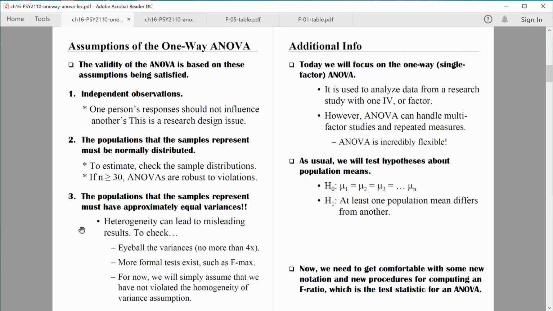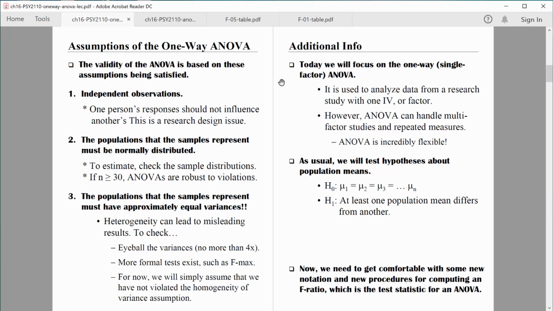And one thing we can do is just a simple eyeball check. If the variability in one group is like 4 times that of another group, then we might have problems. We might have violated this particular assumption. But if the variances differ by less than a magnitude of 4 times, then in general, we don't have much to worry about. There are more formal tests. So for example, there's a test called Fmax, which is very common, and I used to teach that in some other classes. We can use these more formal tests, but in general, we'll just use the eyeball test.